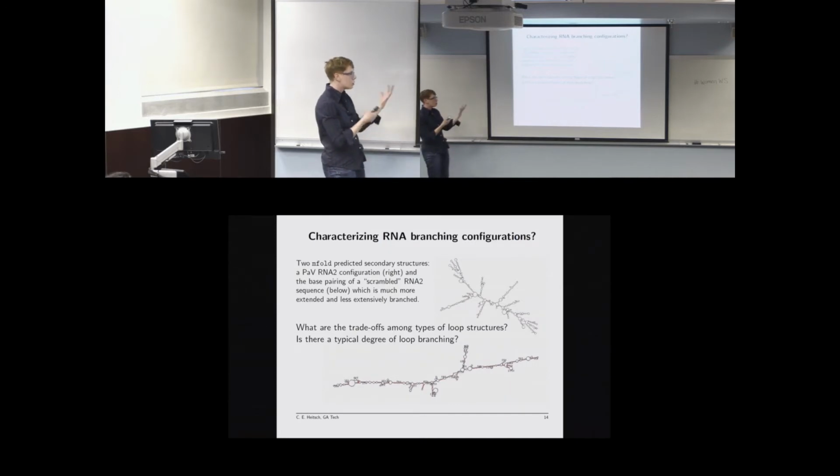And the biologist, or the structural biophysicist, looks at this and says, well, this obviously doesn't look natural to me. It looks different than this one, and I would like to be able to characterize that. So questions that one could ask then are, what are the trade-offs among different types of loop structures? And is there a typical degree of loop branching?